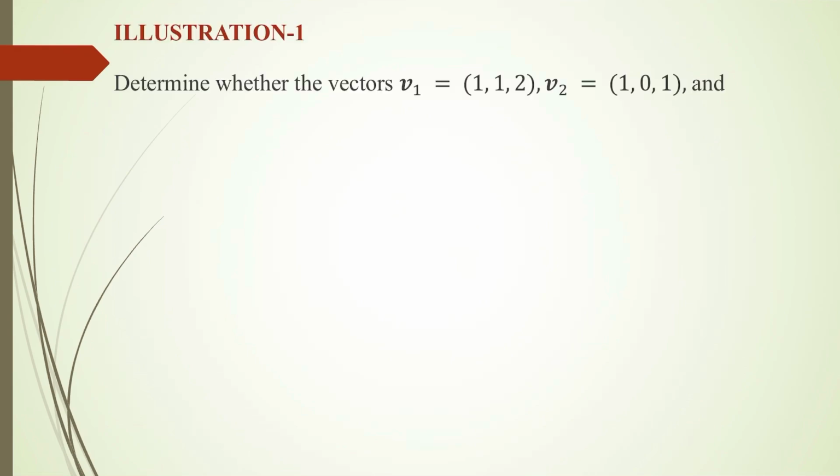The first problem is to determine whether the vectors v1, v2 and v3 span the vector space R3. So what we have to find is whether we can write any element, say ordered triplet xyz of R3, as a linear combination of these vectors v1, v2 and v3.